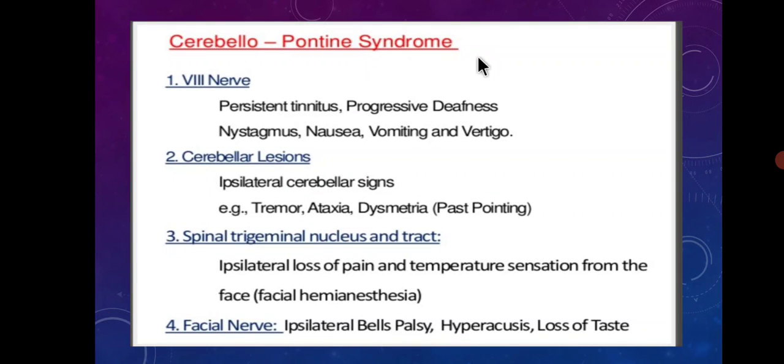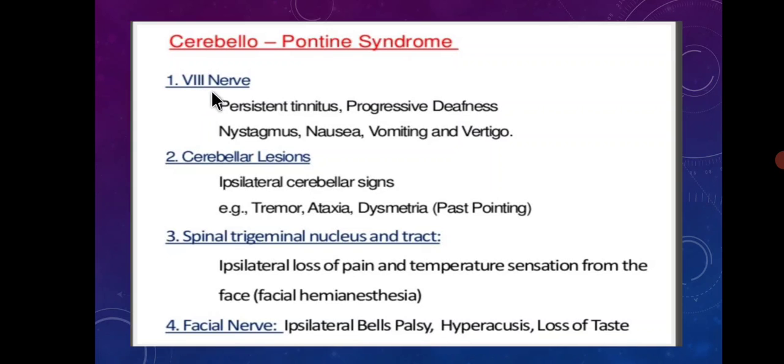Then next is cerebellopontine syndrome or pontocerebellar syndrome. In this there is involvement of the 7th and 8th cranial nerves, the flocculus of the cerebellum, and the choroid plexus of the 4th ventricle. It occurs due to an acoustic neuroma in the patient. So what are the characteristic symptoms?